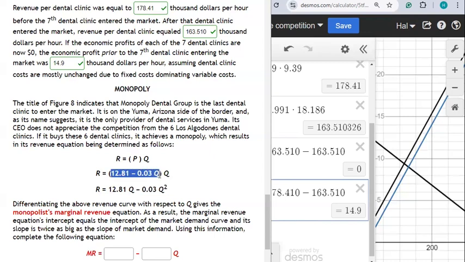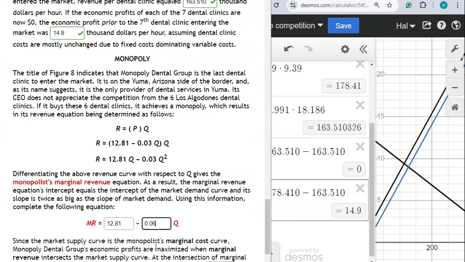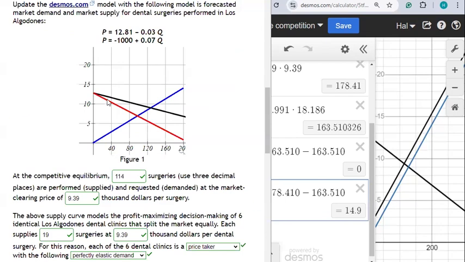When you go from the demand curve to the revenue curve, all you have to do is remember this. The marginal revenue curve that results has the same intercept as demand. The slope is twice as steep because we end up multiplying this 2 by that slope right there. And so we get not 0.03, we get 0.06. 2 times 0.03 is 0.06. Now, when I press enter here, look what happens. I get this marginal revenue equation graph. This is the graph of the marginal revenue equation.